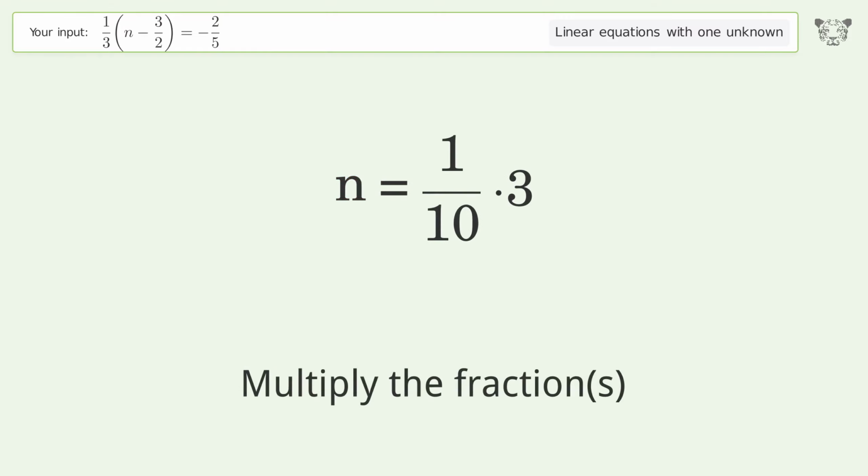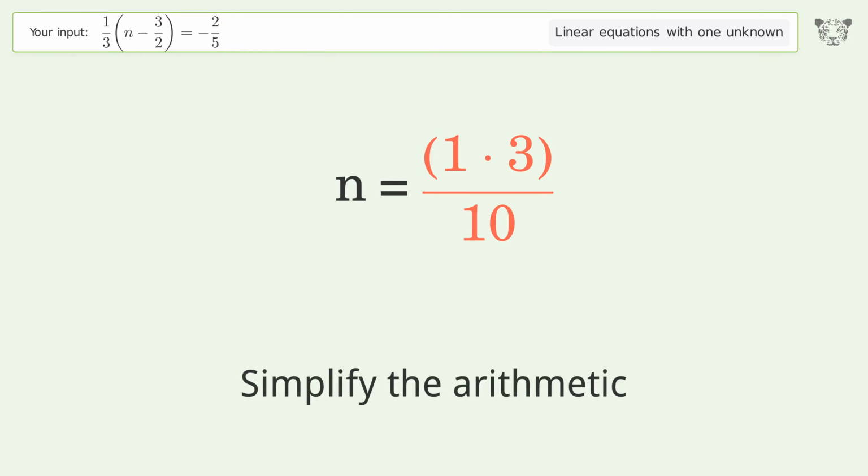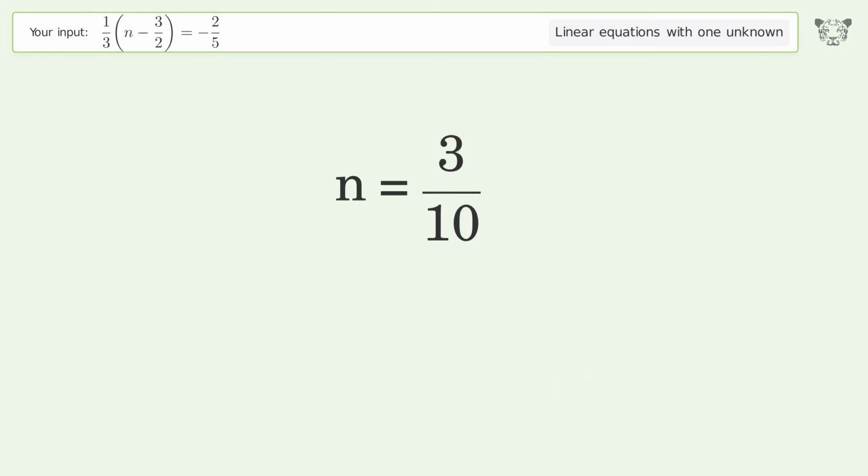Multiply the fractions. Simplify the arithmetic. And so the final result is n equals 3 over 10.